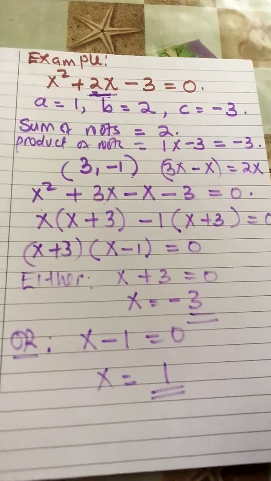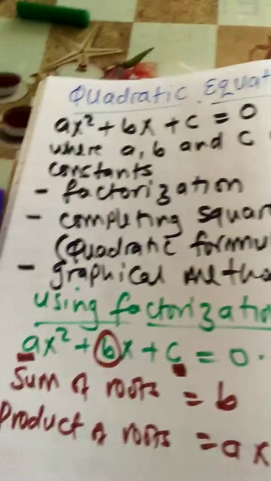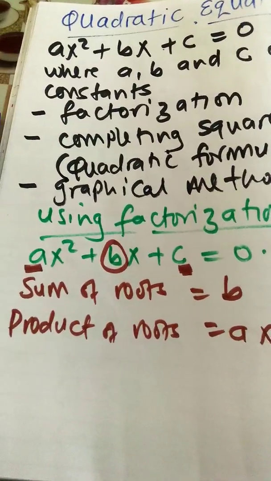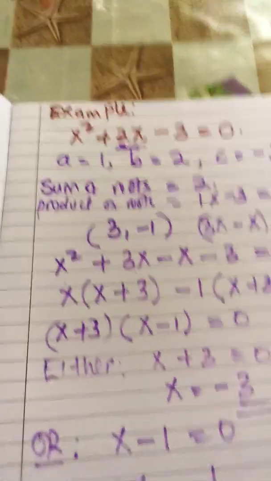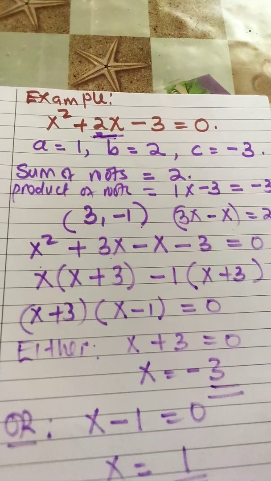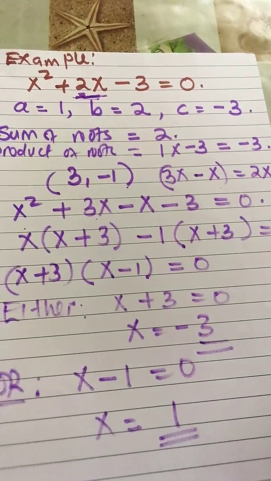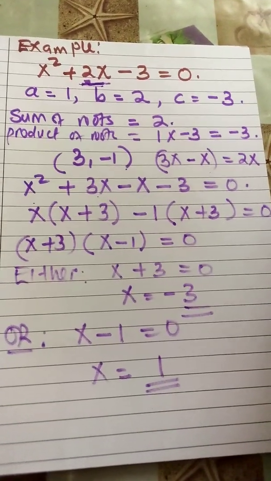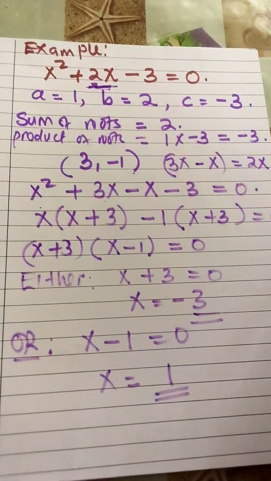So the steps are the same no matter which equation you have. If you are using the factorization method, look for the sum of the roots and the product of the roots. Then you look for the numbers which you can add to give you that sum and multiply to give you that product, and you are able to solve that equation by the factorization method.